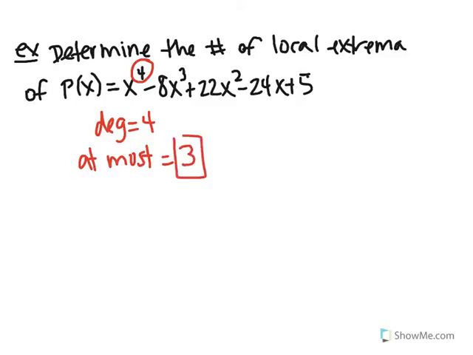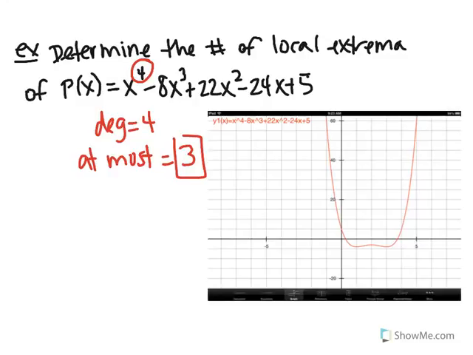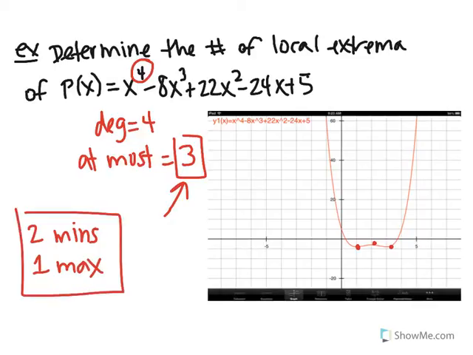Now to figure out exactly what they are, you'd need to create a graph. So in this graph, you'll notice that you have a local min here, a local max there, and another local min. So there's your 3. So then to get more specific, you would say 2 mins and 1 max. And to calculate them, they didn't ask you to calculate them. You could just do calc min and max and look at the y coordinate.